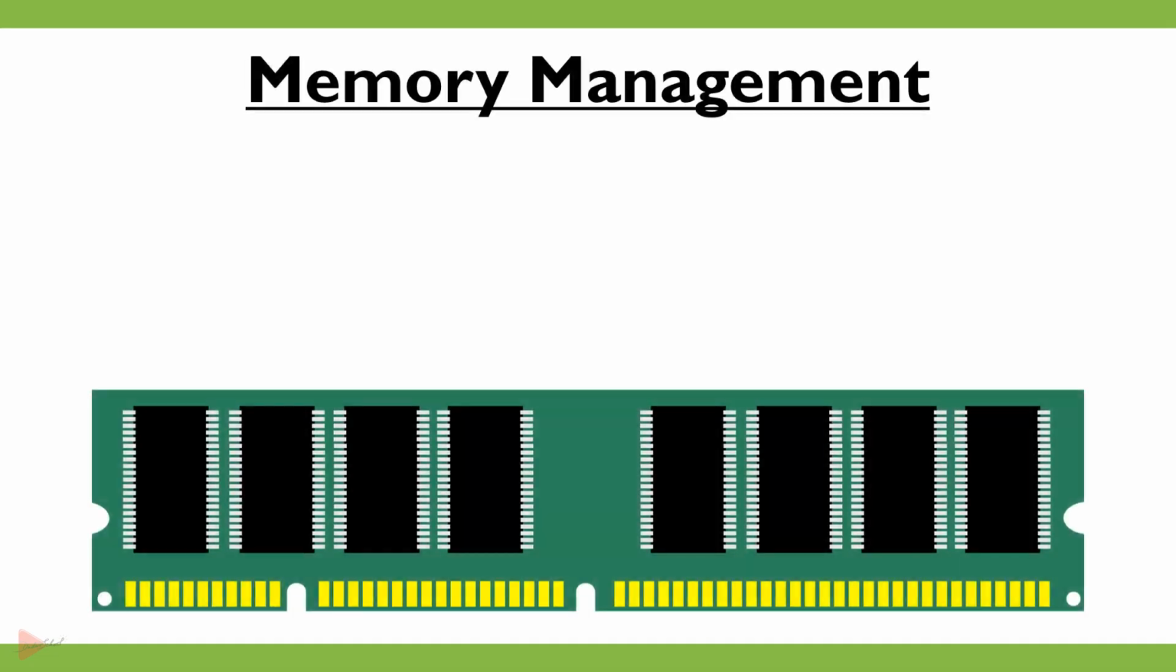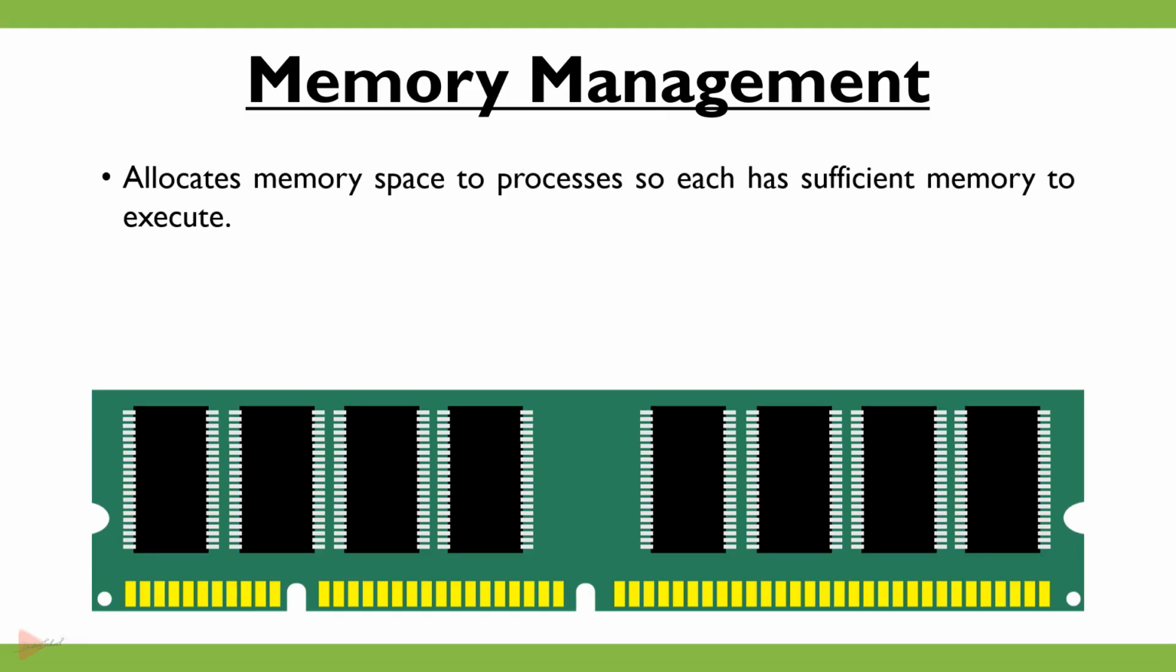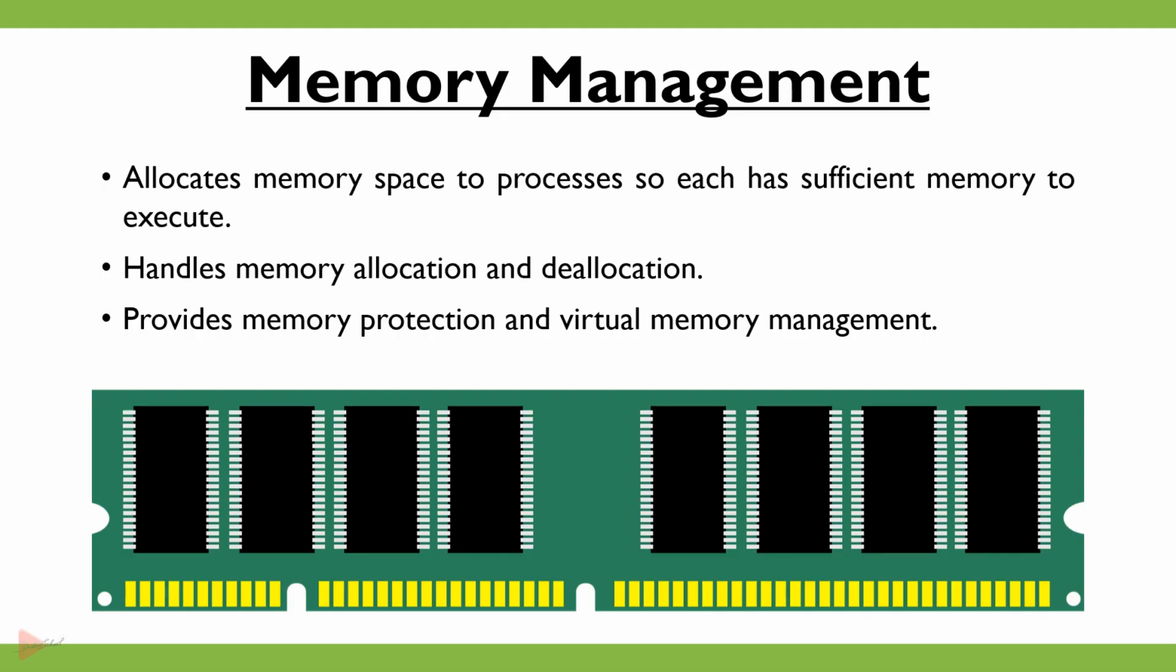Memory management. The OS manages system memory by allocating memory space to processes, ensuring that each process has sufficient memory to execute properly. It also handles memory allocation and deallocation, memory protection, and virtual memory management.